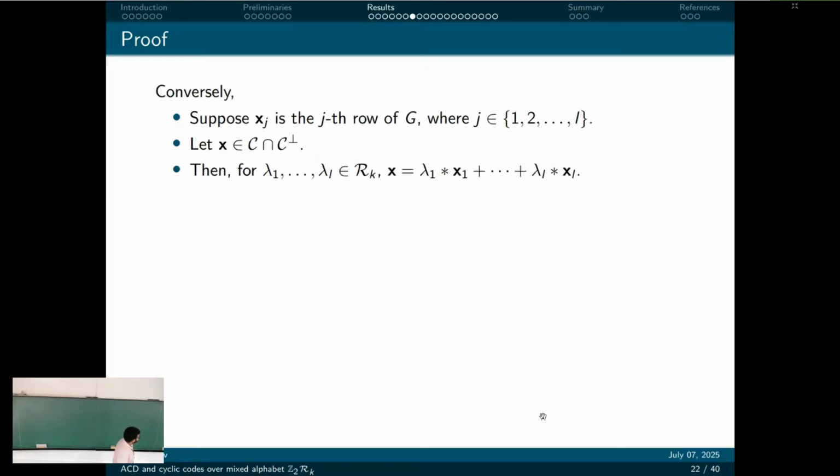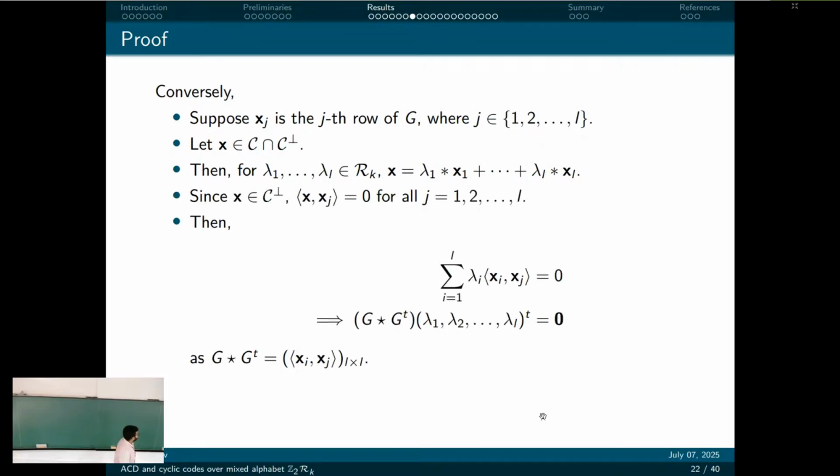Conversely, if we take an element X from C intersection C perp, since X belongs to C, there are elements lambda 1 up to lambda L such that X equals lambda 1 X1 plus and so on lambda L XL, and also X belongs to C perp. So the inner product of X with every row of G is 0. In this way, G star G transpose times lambda 1 up to lambda L equals 0. But our G star G transpose is invertible, so all these lambda i's must be equal to 0. So if all these lambda i's are equal to 0, then X will be equal to 0. So this means C intersection C perp is 0. So this is an LCD code.